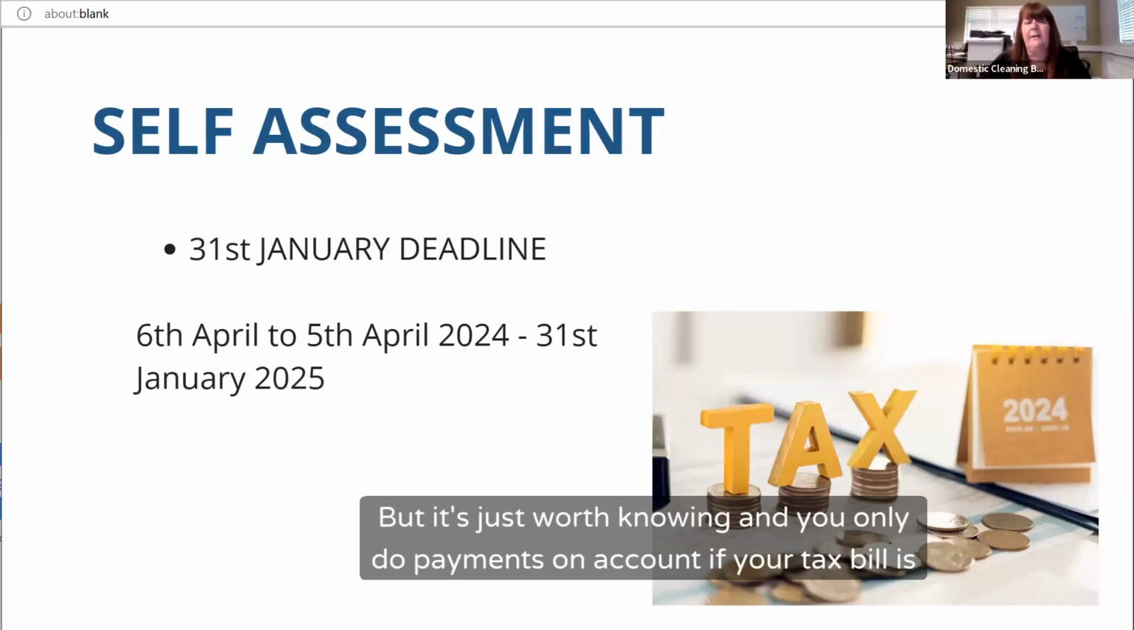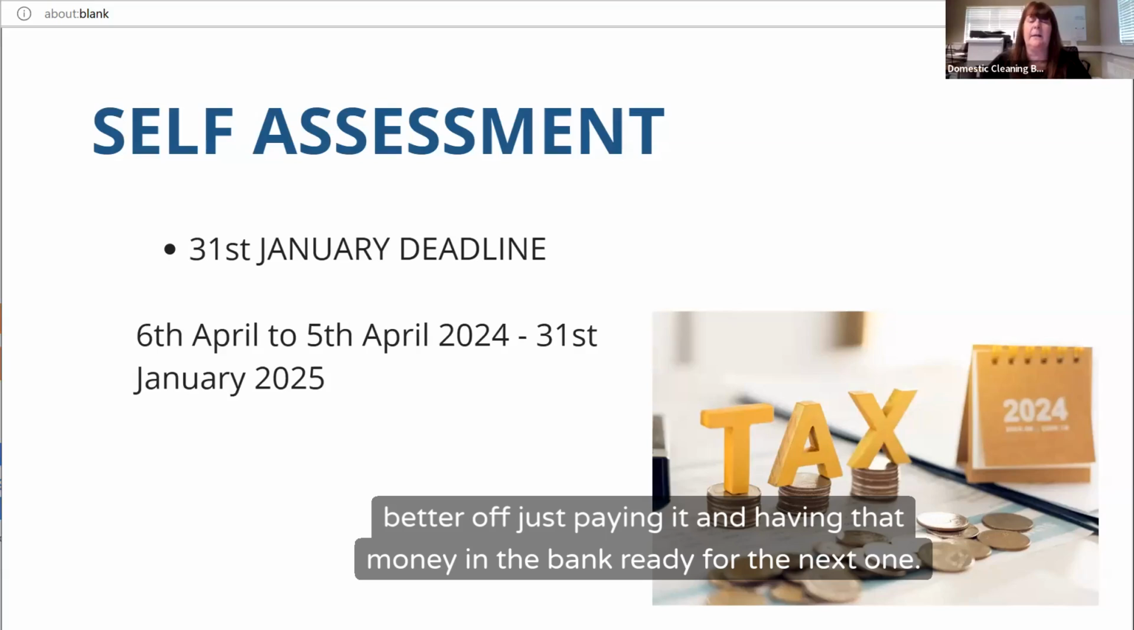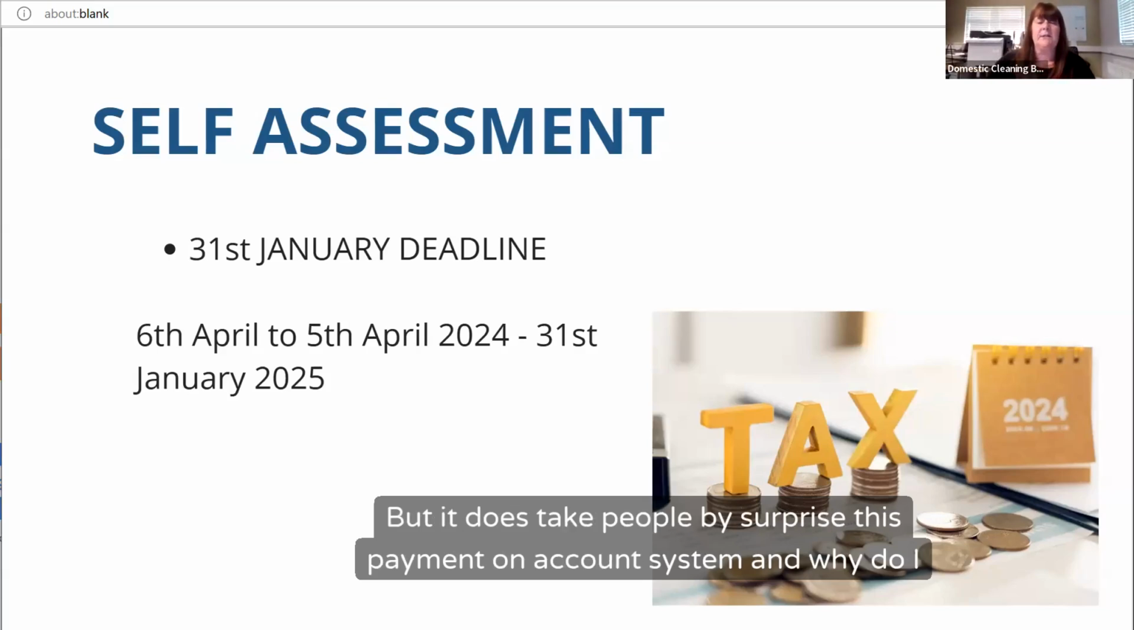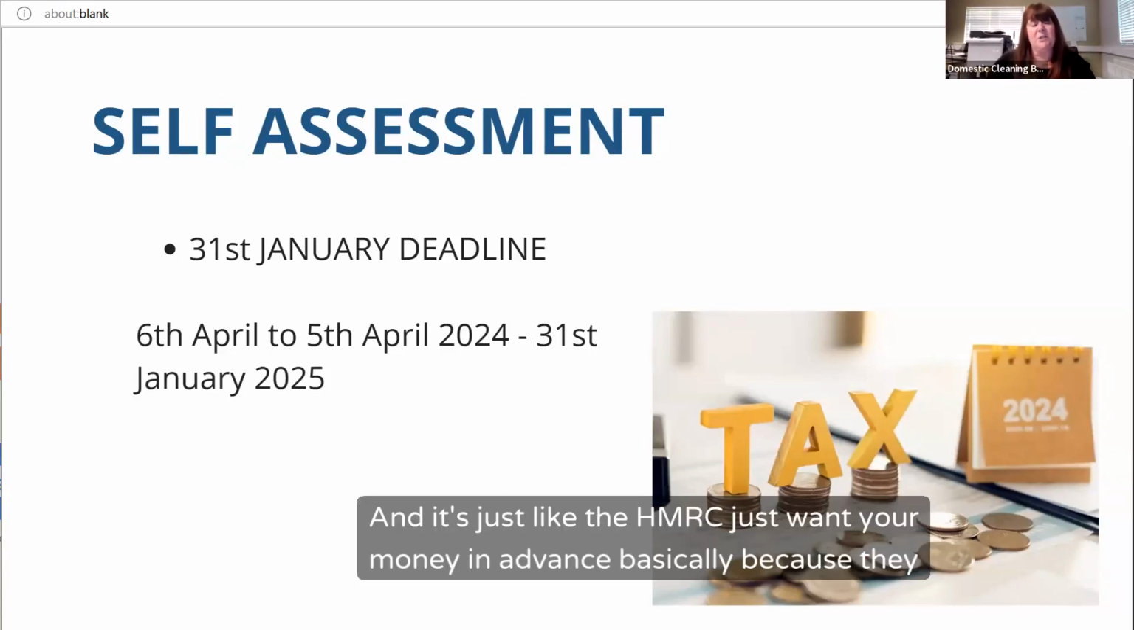And you only do payments on account if your tax bill is at least £1,000. You can apply to reduce it, but actually you're better off just paying it and having that money in the bank ready for the next one. But it does take people by surprise, this payment on account system. And why do I have to pay double? It's just like HMRC just wants your money in advance, basically, because they don't trust you.